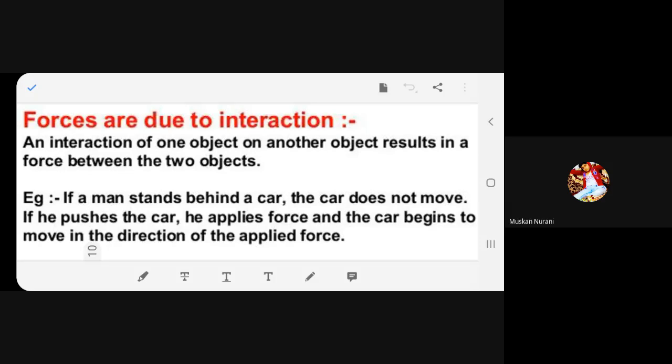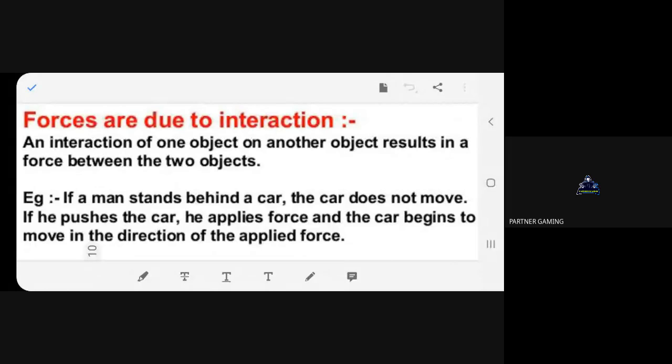Hello. If a person is standing behind a car, do you think the car will move? Hello. Moinuddin, can you hear me? Did you hear my question? Yes, ma'am. So give me the answer. Yes? It will not, ma'am.